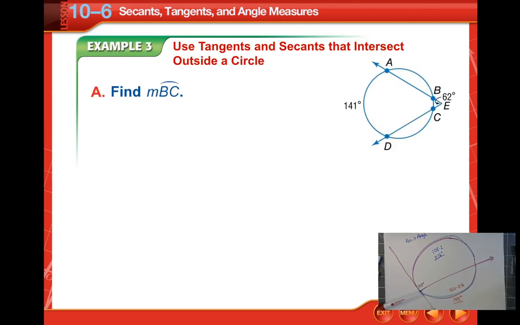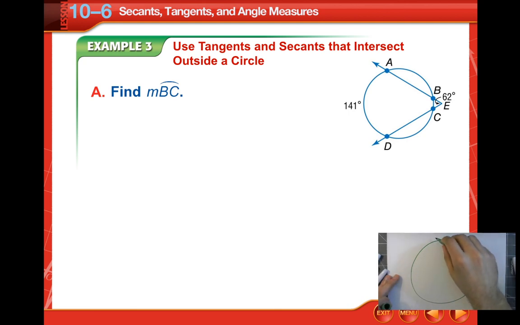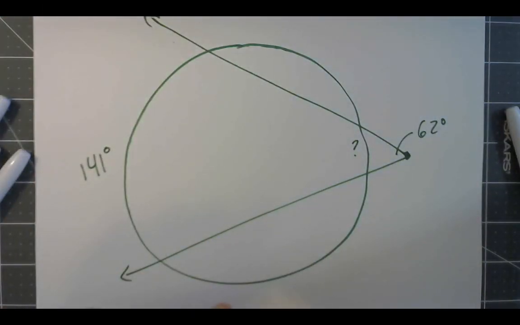We have BC is what we're looking for, and we're given E, that corner angle, is 62, and 141. All right. Please, please, please do not get overwhelmed. We're going to get through this together, and it's going to make more sense at the end than it does right now. All right, that's 141. We don't know what that is, and that's 62 degrees. All right, this is our problem.